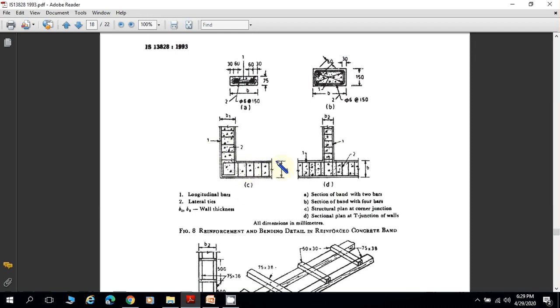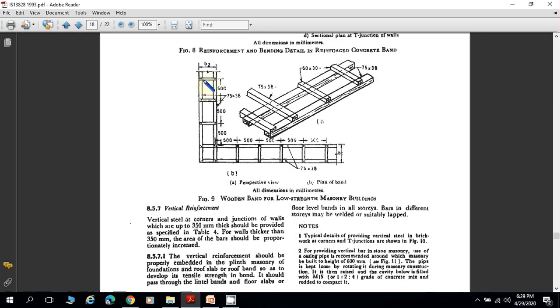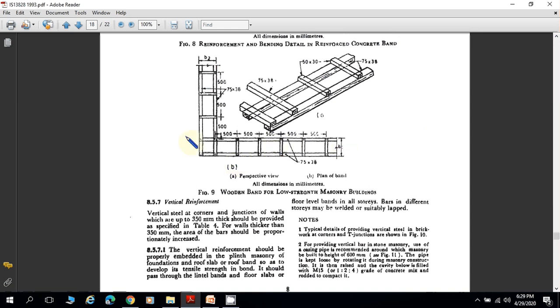This is a cross-sectional view of that corner junction, and this is a cross-sectional view at a T junction. The longitudinal bars are provided here, and also here, and they are tied together with lateral ties. This is for two reinforcing bars, and this picture is for four reinforcing bars. So this is how wooden bands are provided for low strength masonry buildings.